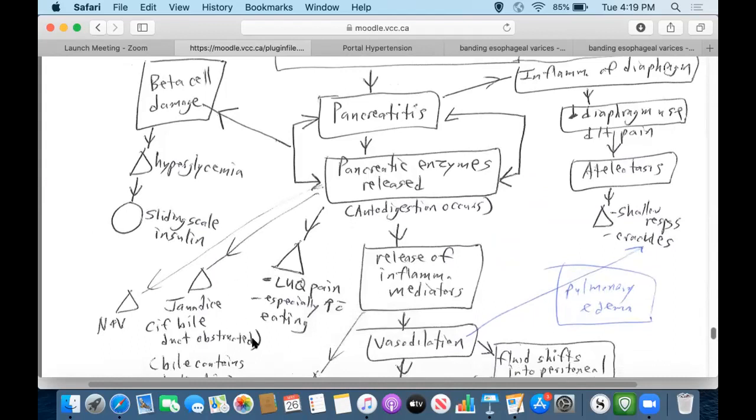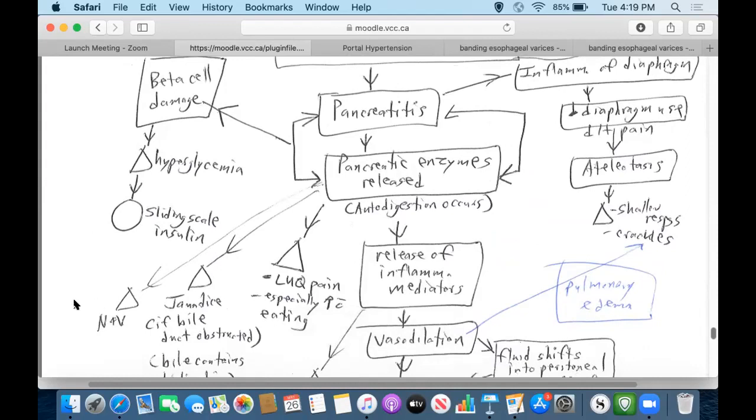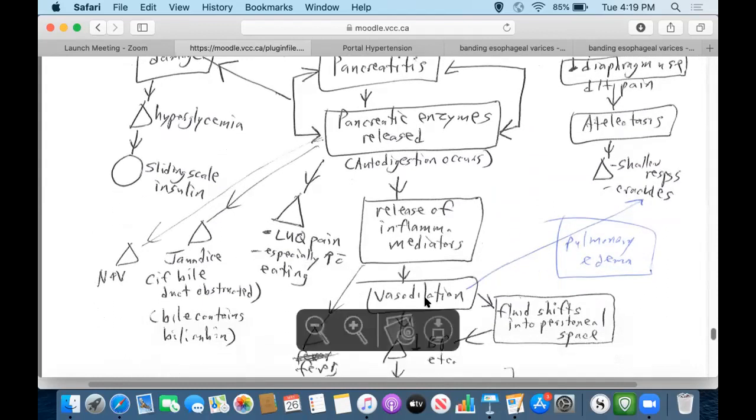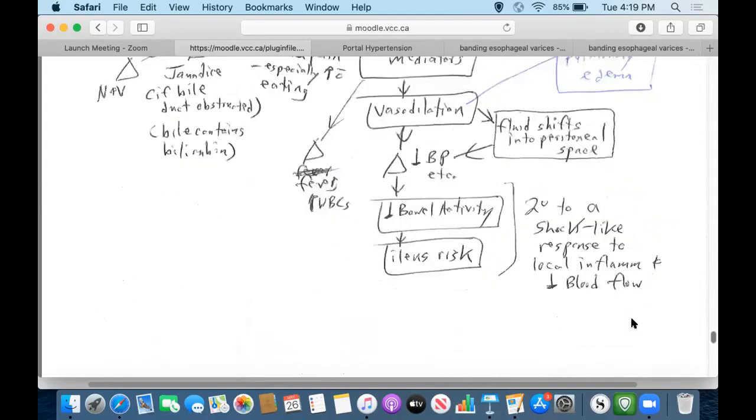You might have obstruction of the bile duct because of the inflammation. They could end up with jaundice as well. Lots of nausea and vomiting. With the inflammation comes vasodilation, as you know, and so you could have fluids now shifting into the peritoneum, causing the blood pressure to drop and the abdominal girth to grow. Fever. The shock can lead to decreased bowel activity and ileus risk.